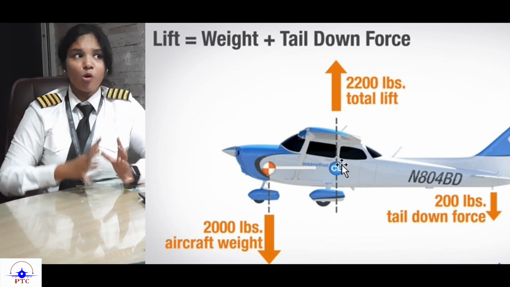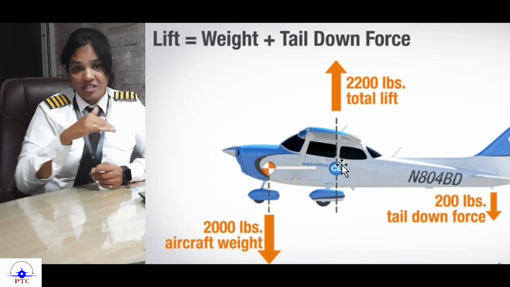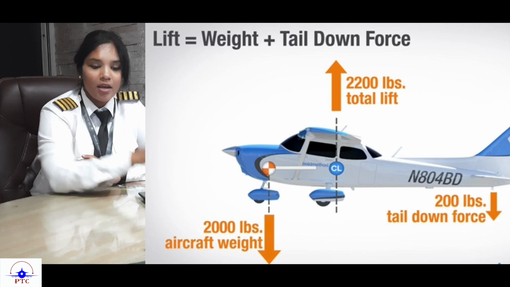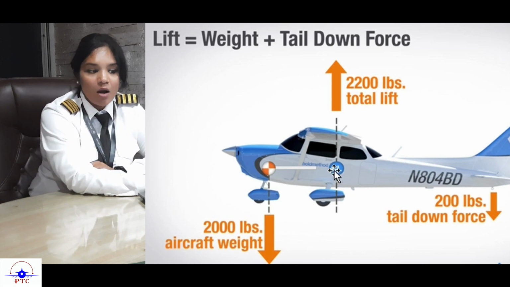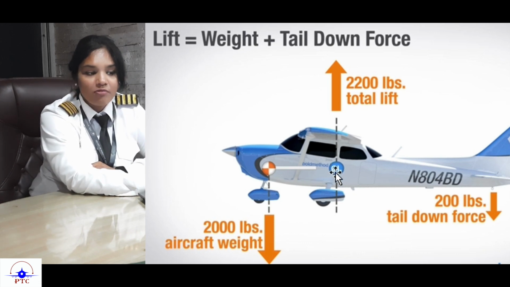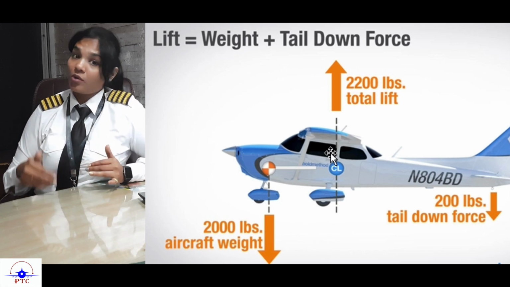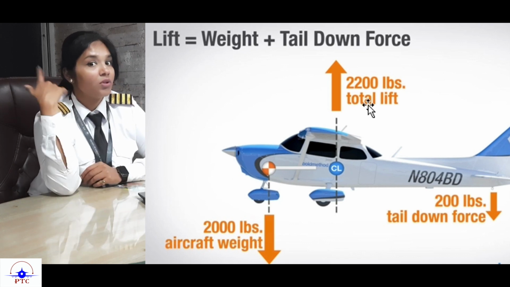Now most aircraft are manufactured in such a way that the center of gravity is ahead of the center of lift. If you look at the diagram, you will see at the center of gravity you have 2000 pounds of aircraft weight, acting downwards. So the aircraft is generally nose heavy, so it will always have a nose down tendency. Now at the center of pressure, or CP, you will have 2200 pounds of total lift. Why 2200? I've told you that weight is equal to lift when it comes to the four forces of flight. So if you see, the weight is only 2000. Why is the lift 2200?